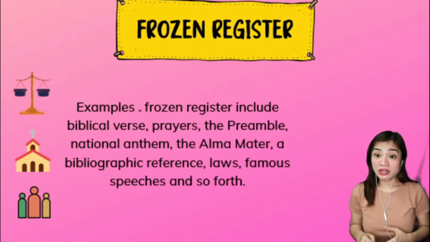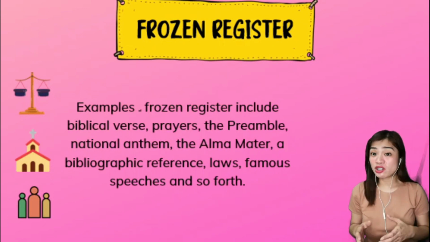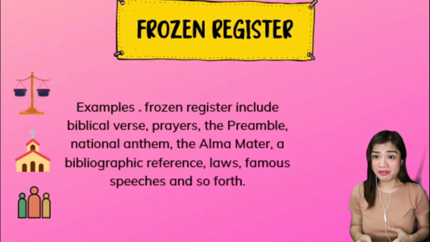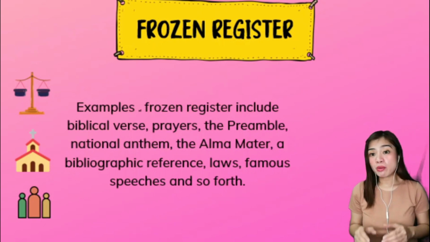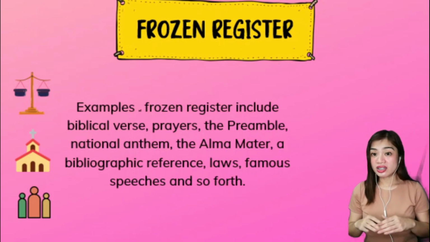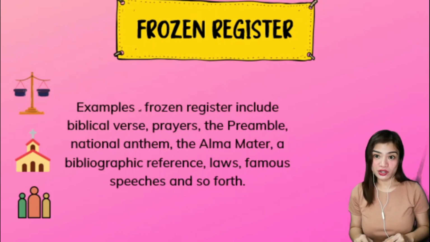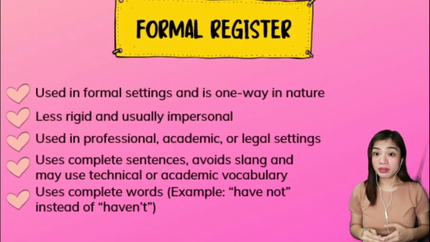Examples of frozen register include biblical verses, prayers, the preamble, the national anthem, the alma mater song, a bibliographic reference, laws, famous speeches, and so forth. So again, when we say frozen register, this type of register is fixed. It doesn't change or rarely changes. Next, we have the formal register.